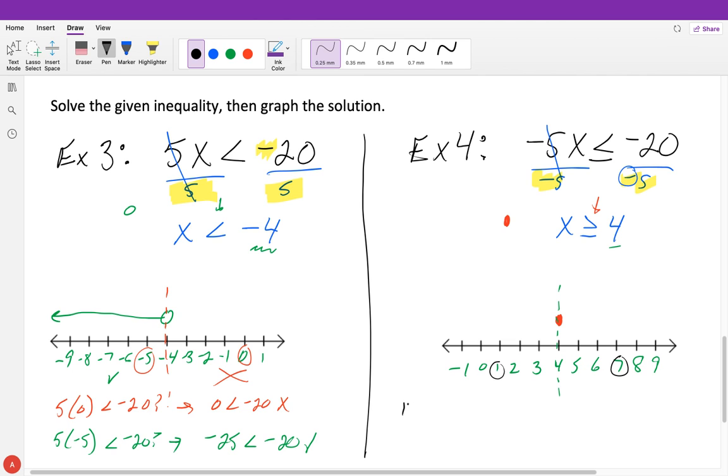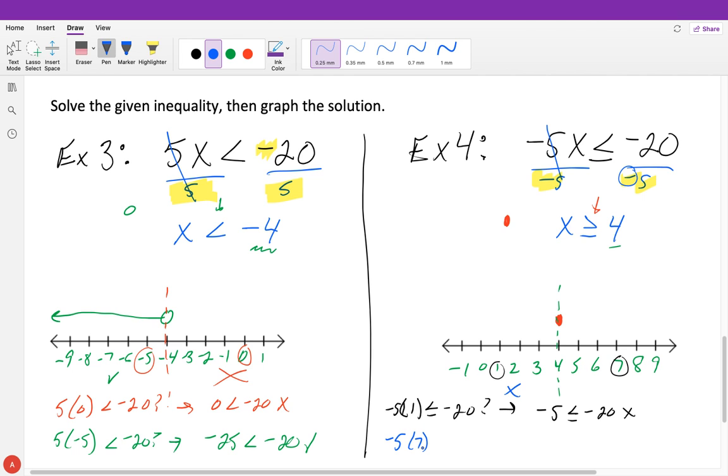So negative 5 times 1, is this less than or equal to negative 20? Well, negative 5 times 1 is negative 5, and negative 5 is not less than or equal to negative 20. That is actually greater than. So that means this region does not work. And I'll plug in 7.